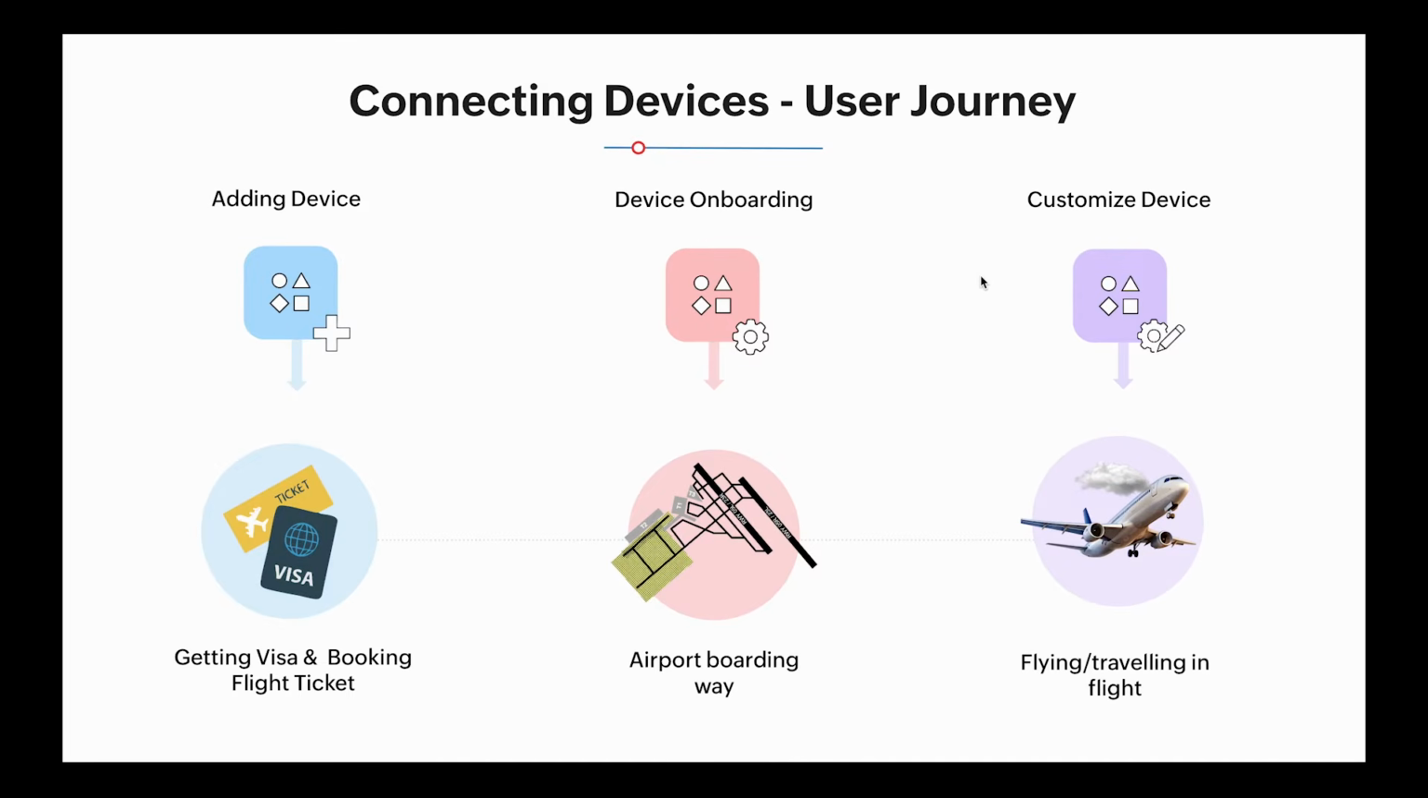Next, we also looked into connecting devices and the user journey involved in the previous session, where there are 3 major steps. One is adding a device, which is similar to getting a visa or booking a flight ticket, where we get an authorized ticket which could be used to securely connect with the platform. Device onboarding involves several steps, similar to how we arrive at the airport and go through different procedures to board the flight. And customizing the devices is all about what happens after connecting and onboarding the device.